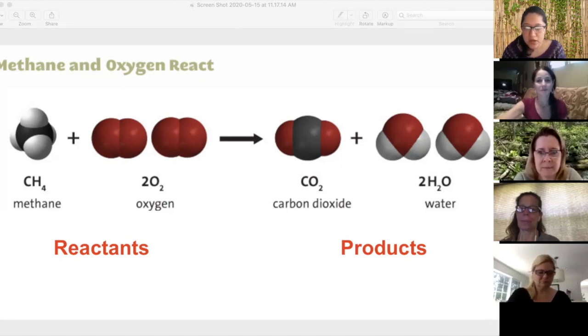The atoms in the products come from the atoms in the reactants. Remember that in a chemical reaction, bonds between atoms in the reactants are broken, and the atoms rearrange themselves to form new bonds to make products. So boys and girls, in a chemical reaction, new bonds form between atoms to form molecules.